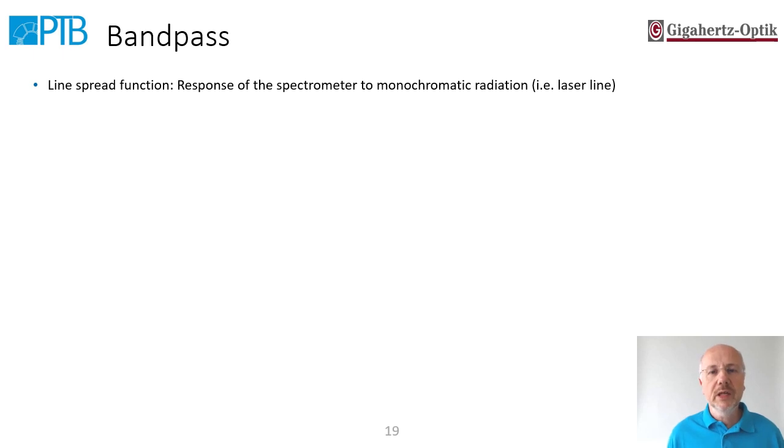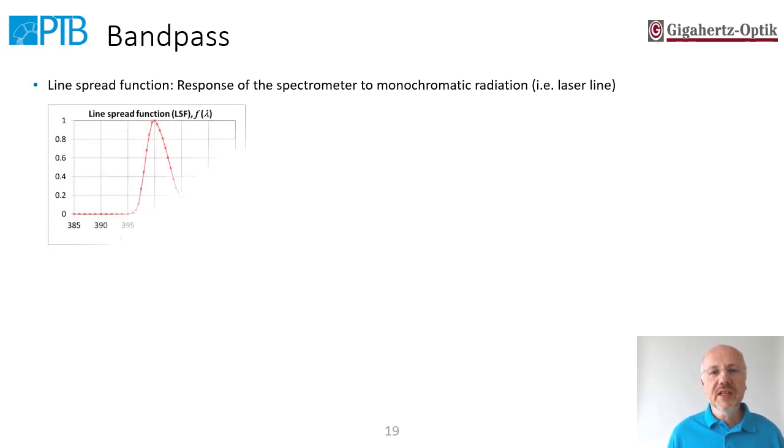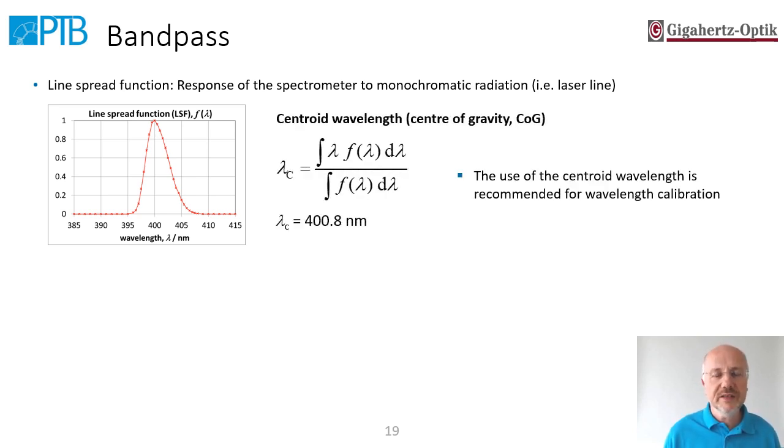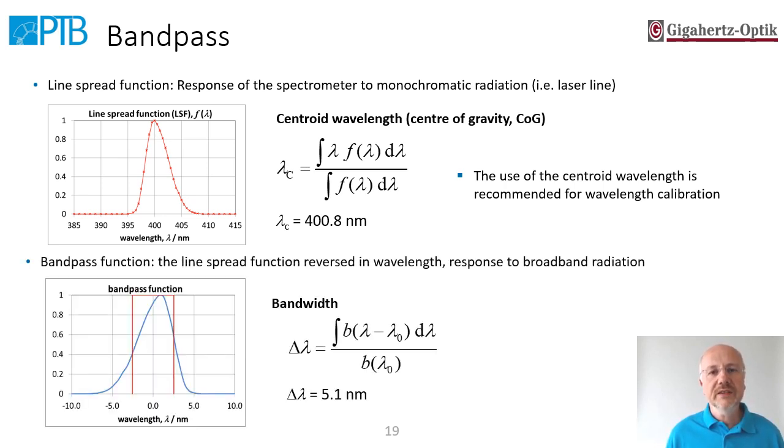your instrument. One important parameter of your system is the spectral resolution or the bandpass. If you have monochromatic radiation like from a laser line, you get a line spread function. So the signal is spread over several pixels of your spectroradiometer, not only to one wavelength. One important parameter of this line spread function is the so-called center of gravity or centroid wavelength. And if you then flip the shape of the curve around this centroid wavelength, you get the bandpass. And the area under this bandpass curve, if you form it into a rectangle, gives you an indication about the bandwidth and therefore the spectral resolution of your system.